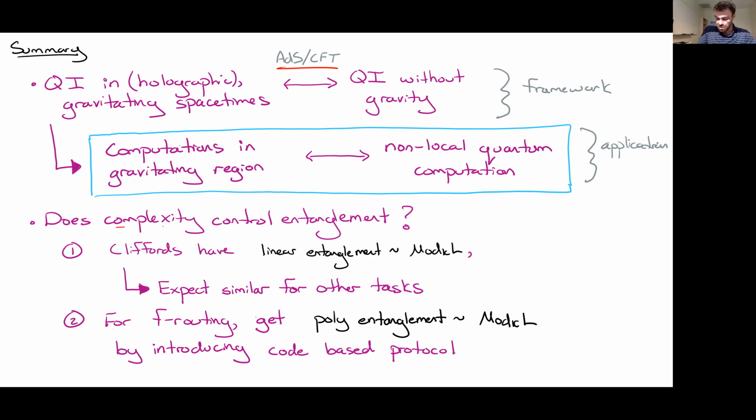The idea we explored was that complexity could control entanglement. We did that by, first of all, looking at this Clifford example, setting up some expectation that mod KL should be efficiently computable, and then testing that expectation by looking at this other task, this F-routing task, and finding that we could realize that if we introduce this new code-based protocol.